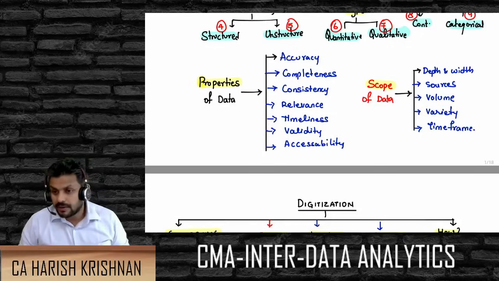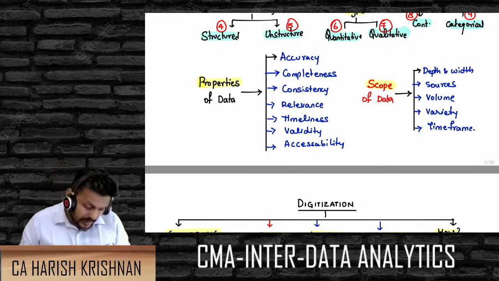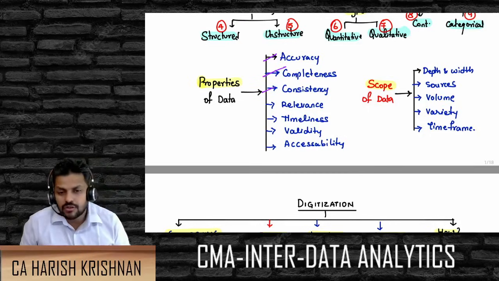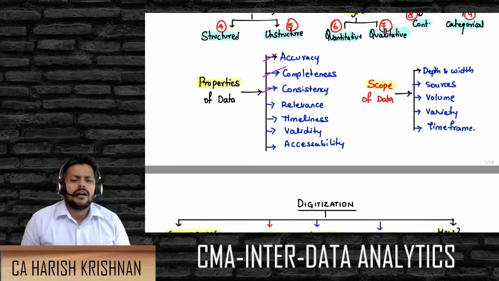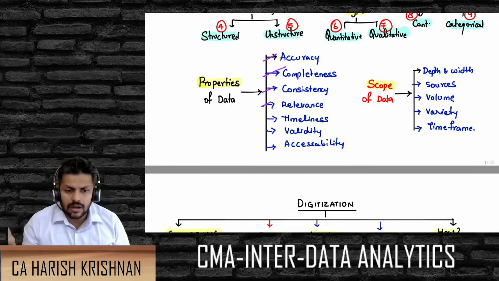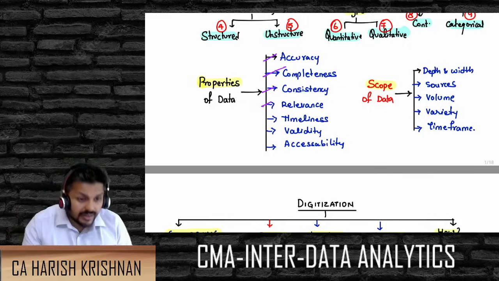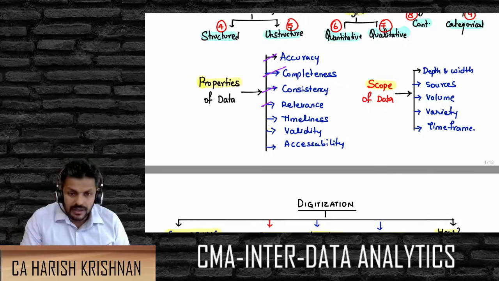So tell me, what are the properties of data that you see? Yes, data should be accurate, complete, and consistent. For what you are searching, there should be relevance, and timeliness is very important. Some age-old data also will be useful if there is something that you can infer from it. So how recent or how old the data is also makes sense. It is called timeliness.